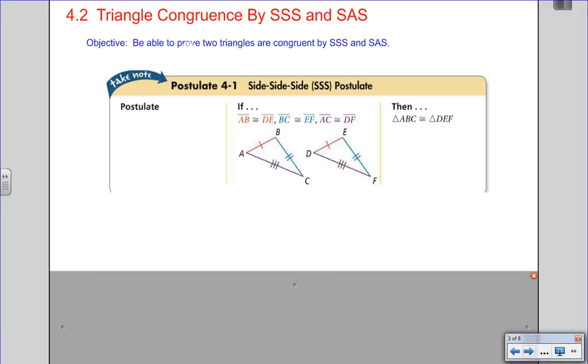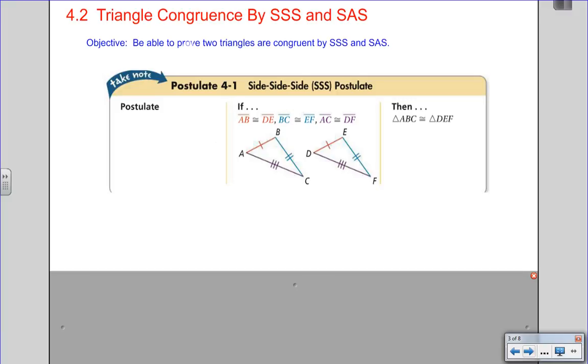Moving on to section 4.2. This time we're going to be able to prove two triangles are congruent by what we call the SSS and the SAS. There are about 5 different ways to do it, but we're just doing these two right now. SSS stands for side, side, side postulate. What we're going to do is show that if we can prove two triangles have all three congruent corresponding sides, then those two triangles are congruent themselves.